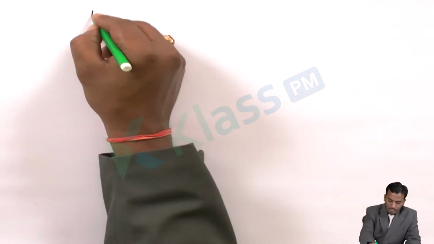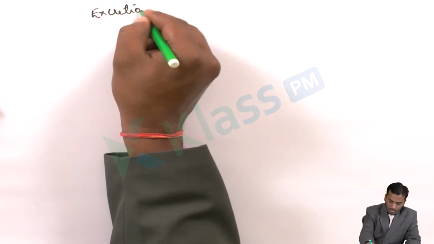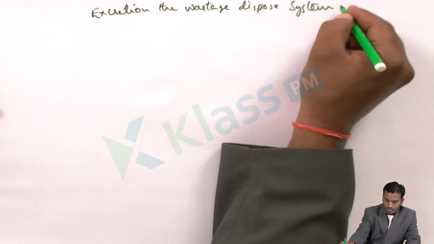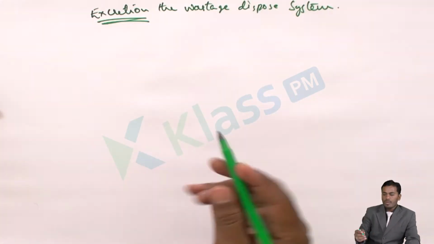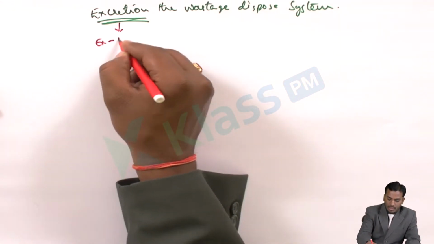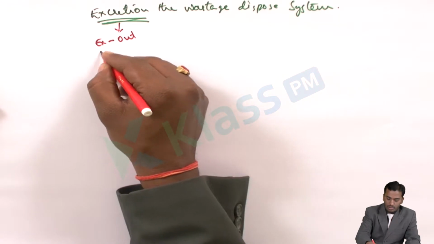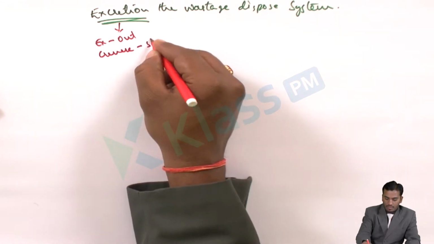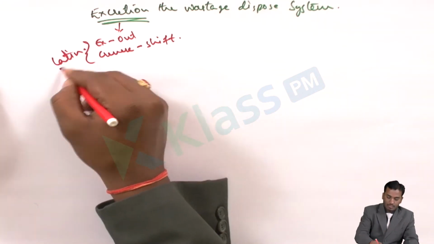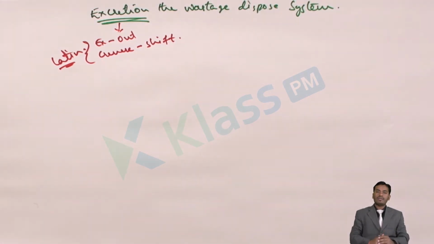Today we are learning the fourth chapter of our biology, that is excretion, the waste disposing system. So excretion, what is the meaning of this? Excretion is a word taken from Latin, where ex means out and cernere means shift.